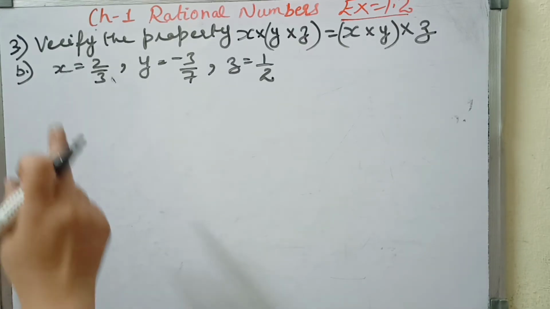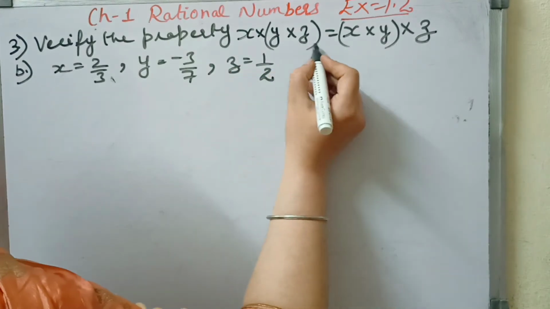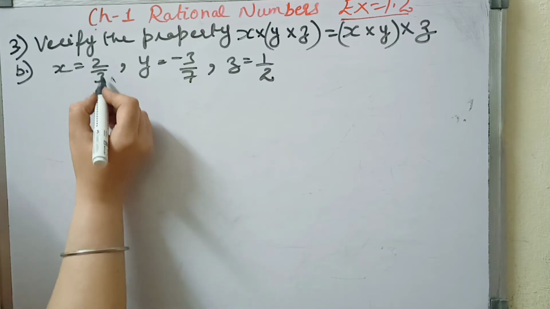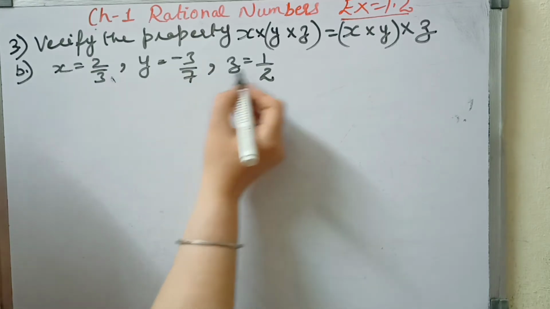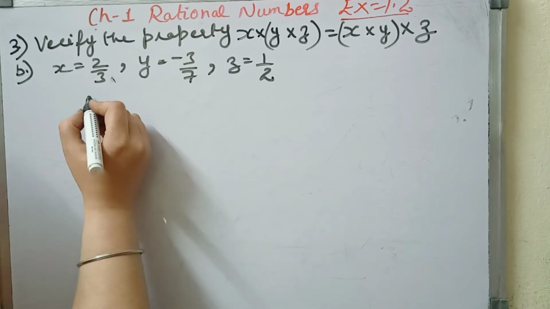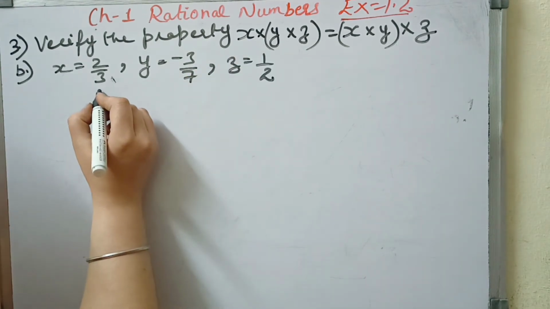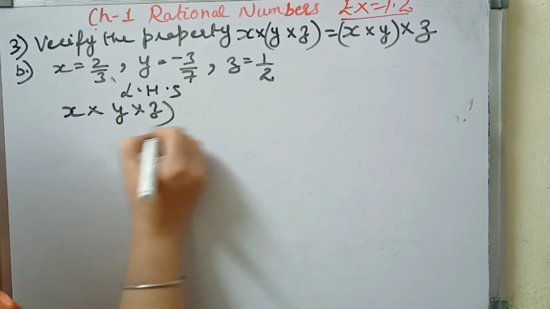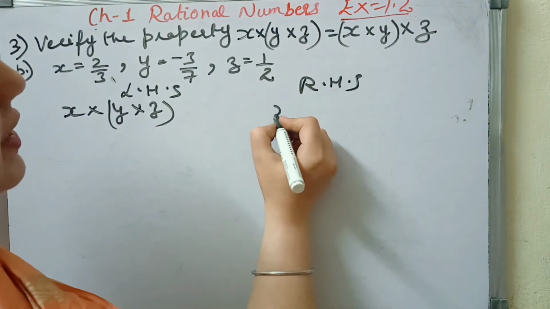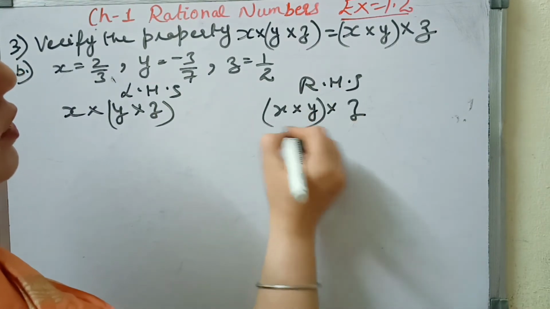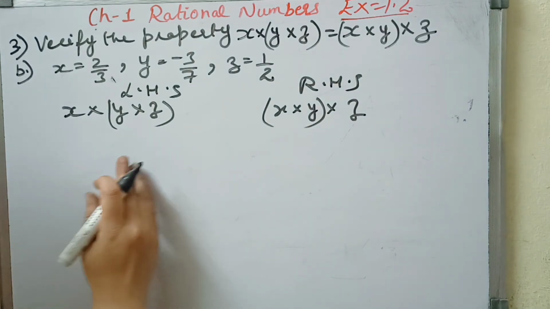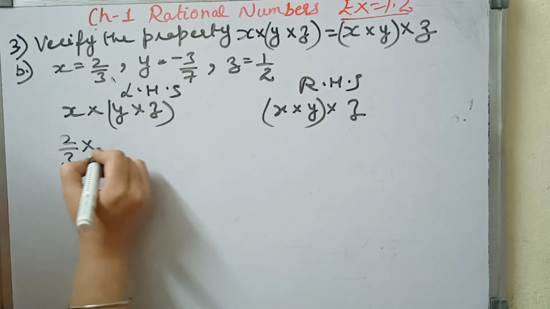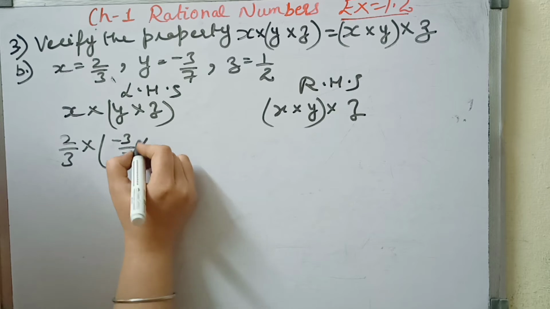Sum number 3 is verify the property x into (y into z) equal to (x into y) into z. And the values are x equal to 2 over 3, y is equal to minus 3 over 7 and z equal to 1 over 2. Now I take both sides, left hand side as well as right hand side, and the left hand side is x into (y into z), and right hand side it is (x into y) into z. Now I put the values and see whether the both sides are equal or not. When I put x 2 over 3 here, y minus 3 over 7, z 1 over 2.